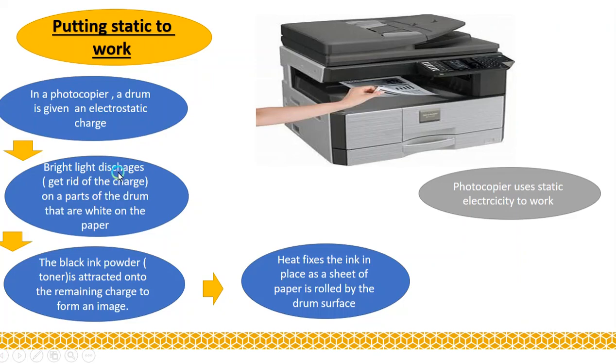The bright light discharges it. So a bright light is formed inside the photocopier, discharging the parts of the drum that are white in the paper. After that, the black ink powder, which is already charged, is attracted to the remaining charge to form an image. So the ink is attracted by what? By the light toward the white paper. The heat after that fixes the ink in place on the sheet of paper, which is rolled by what? By the drum surface. After that, our copy moves outside, and then you can get it.